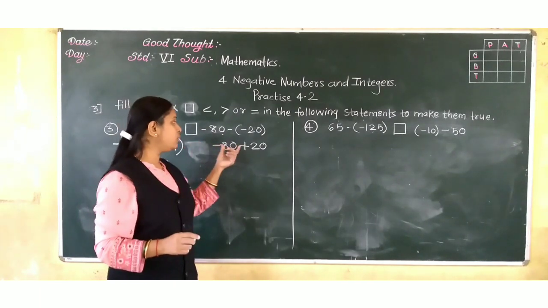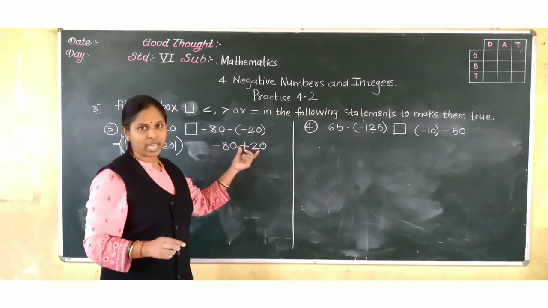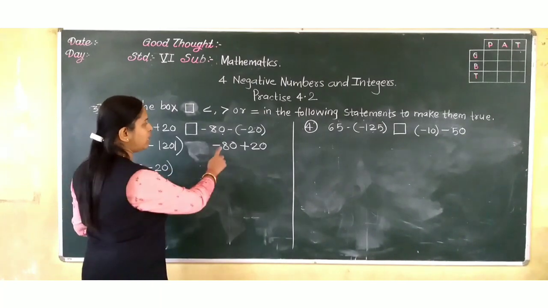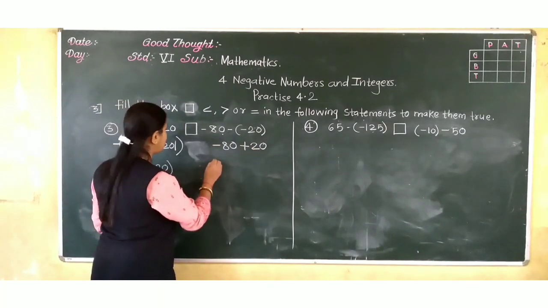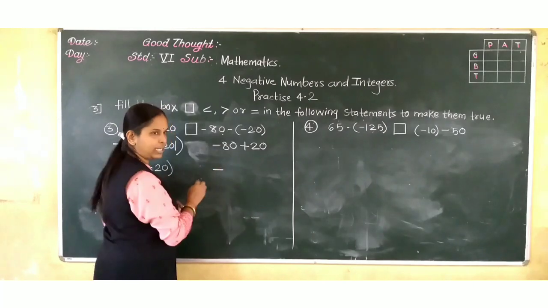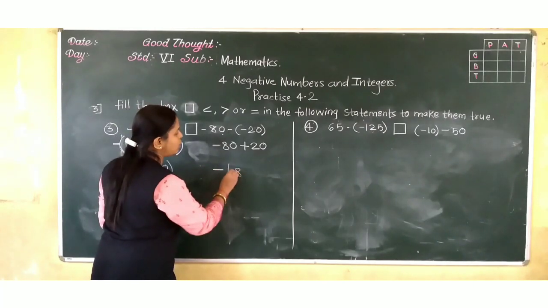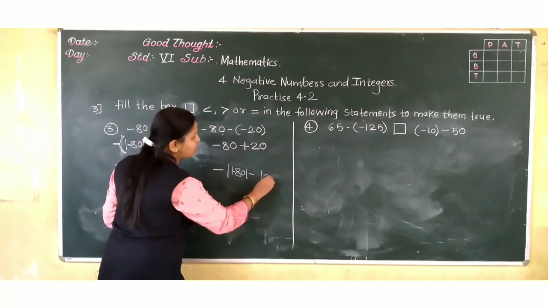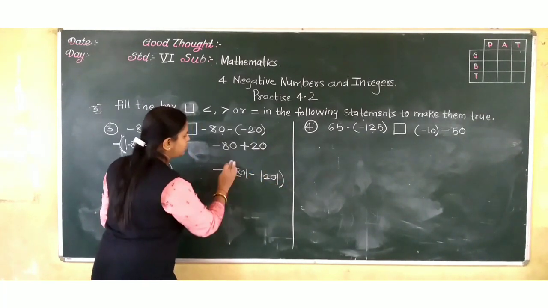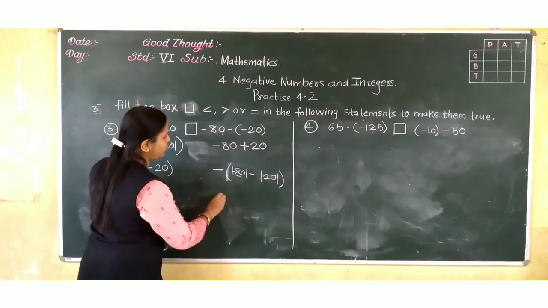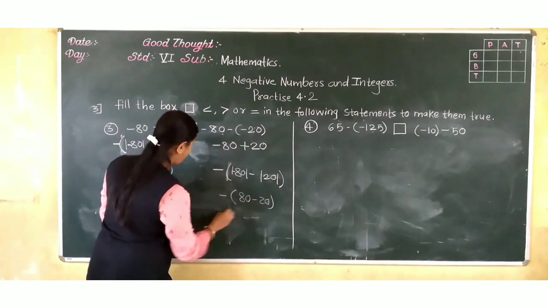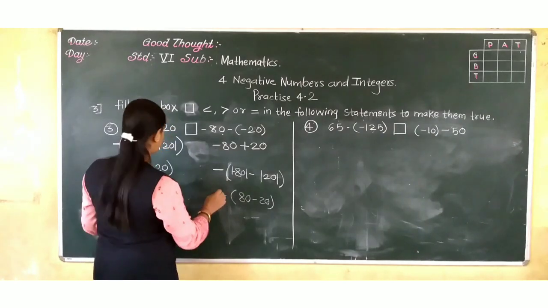Then now again see, minus 80 plus 20. Both have different signs. That means we have to take absolute values. Now this will be greater than this. So the final answer will be negative, and take the absolute value of minus 80 and subtract the absolute value of 20 from that. Okay. So it will be minus 80 minus 20. It will be minus 60.